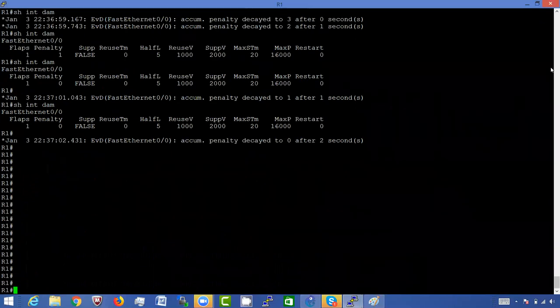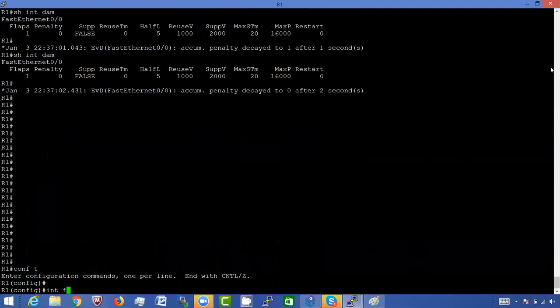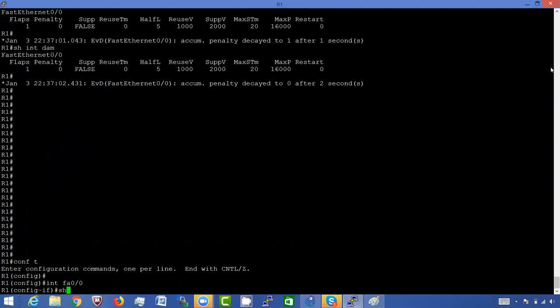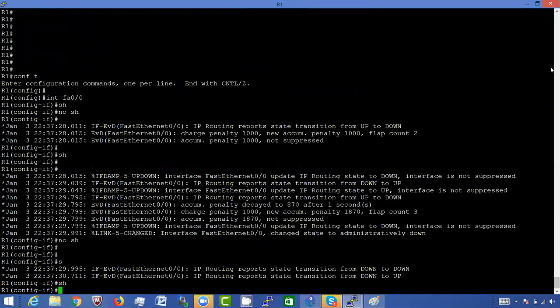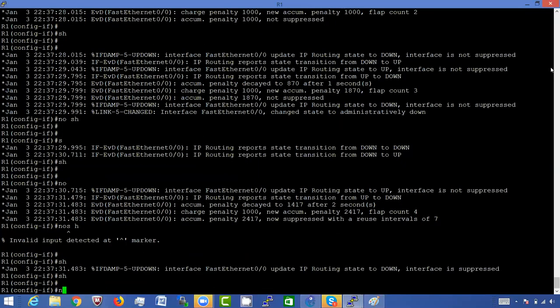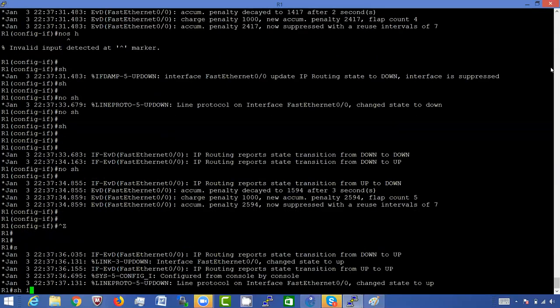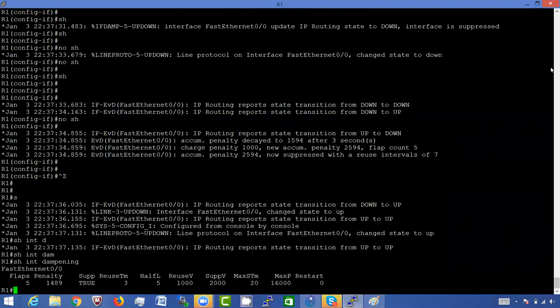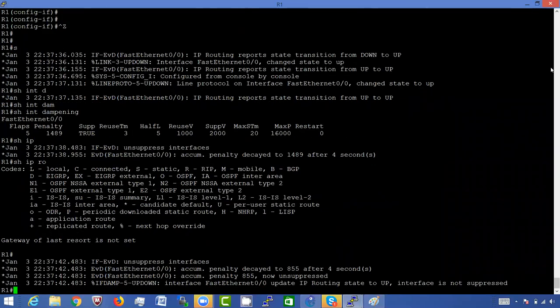Now I will shut and unshut this interface a couple of times so that my penalty exceeds the threshold, that is 2000. Okay, interface FastEthernet 0/0, shut, no shut, shut, no shut, shut, no shut, shut, no shut, shut, no shut. Show interface dampening, show IP route.